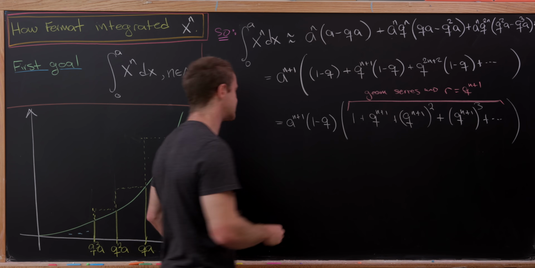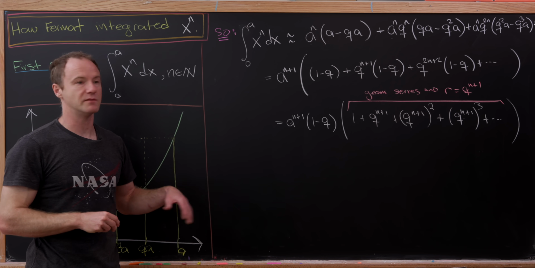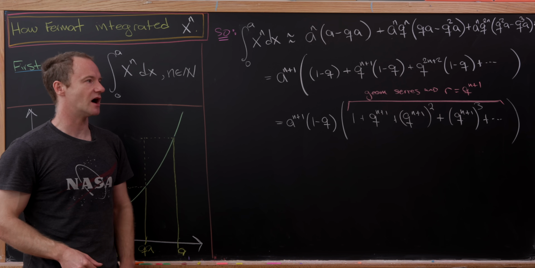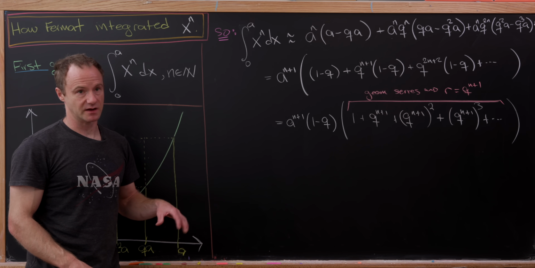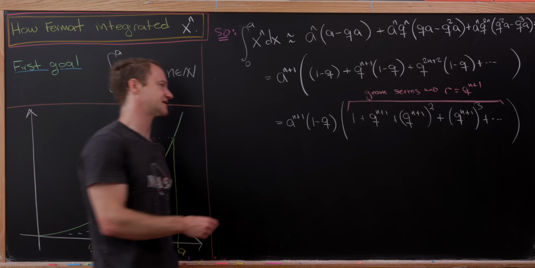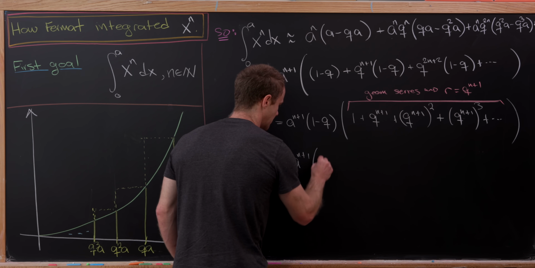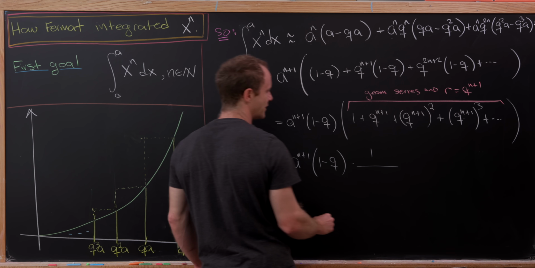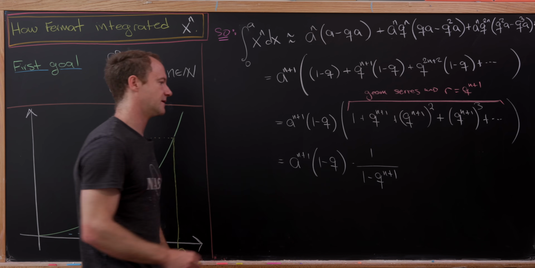But luckily, since we verbally chose q to be smaller than 1, but close to 1, that means that this common ratio is in the region of convergence. So that means we can apply the formula for the sum of a geometric series to get us there. So let's do that. So here we'll have all of this is equal to a to the n plus 1, we have 1 minus q, and then the sum of this geometric series will be 1 over 1 minus q to the n plus 1.